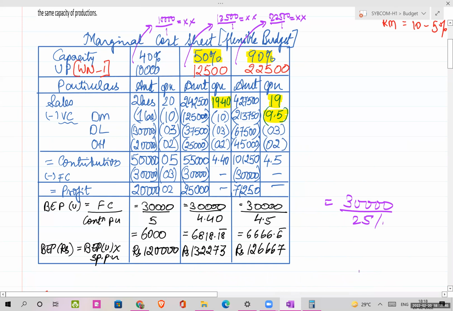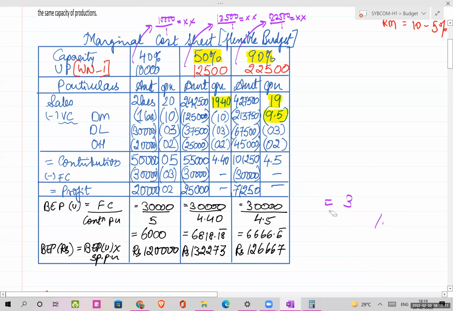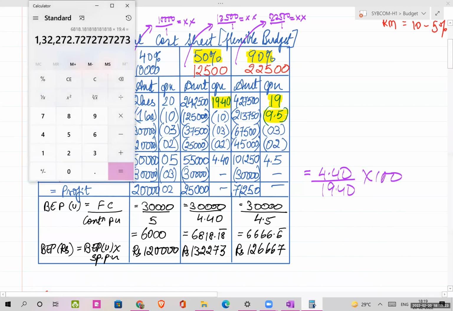Then coming on to the next part at 50%. So 30,000 fixed cost divided by contribution as per the statement, 4 rupees 40 paisa. So this is my BEP in units. Multiply this with the selling price 19.4. So this is my answer, 1,32,273. If you want to use the PV ratio formula, you are free to use that. If I use the contribution, so 4.4 divided by sales 19.4 into 100.